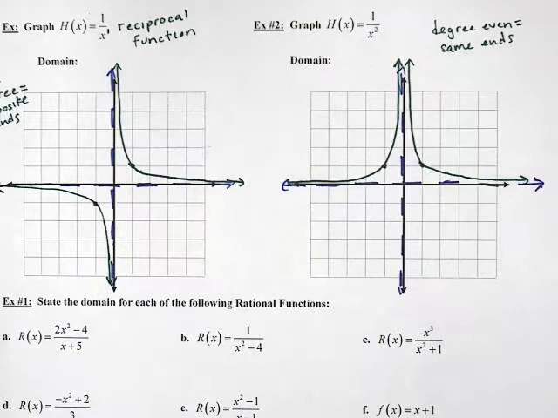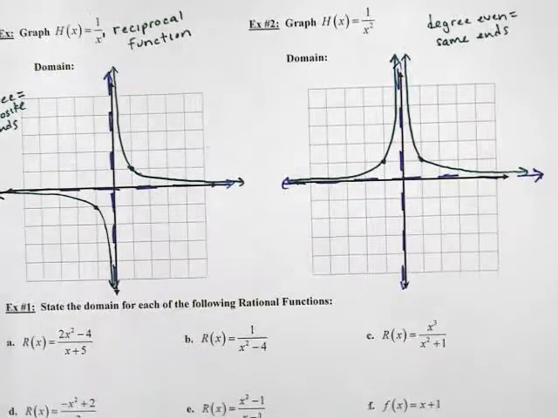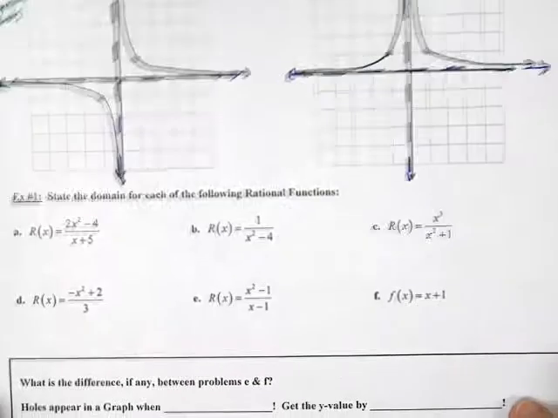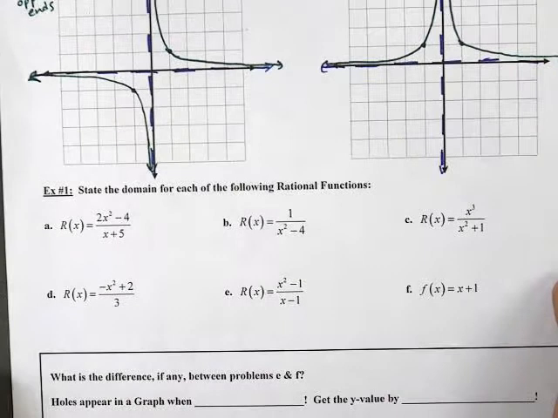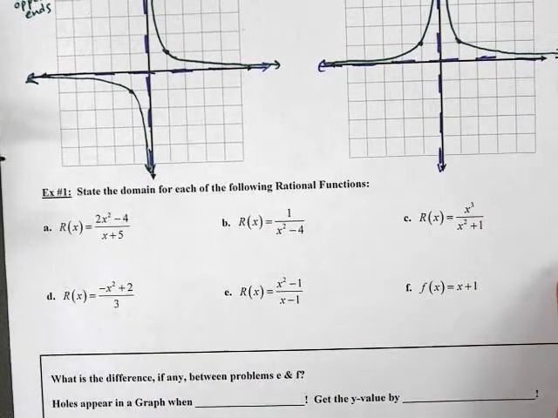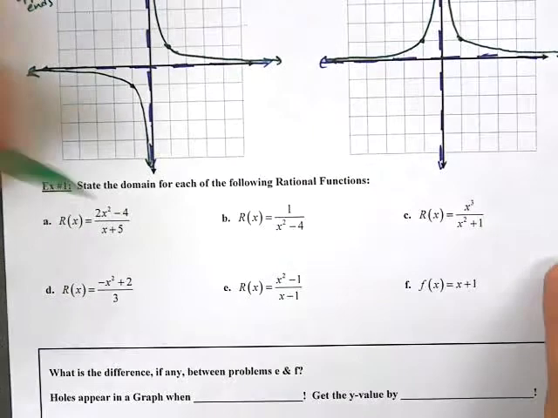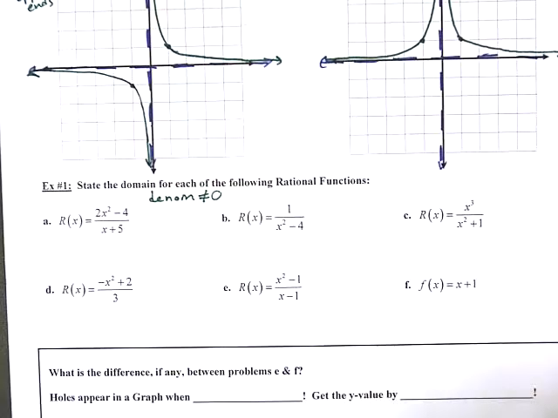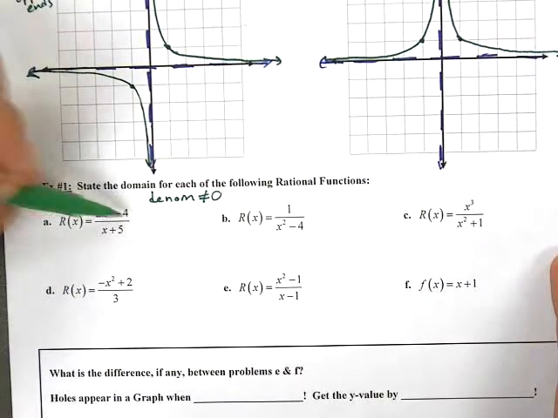Now, we need to remember some of our domain work from earlier in the year. This should be hopefully very easy. We remember, and this is going to be the case for most of these rational functions, we're going to have to worry about the denominator. The denominator cannot equal 0. This should be review. So when I look at this, I don't necessarily care about the top right now.